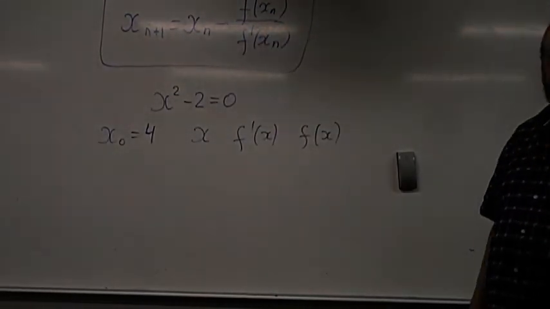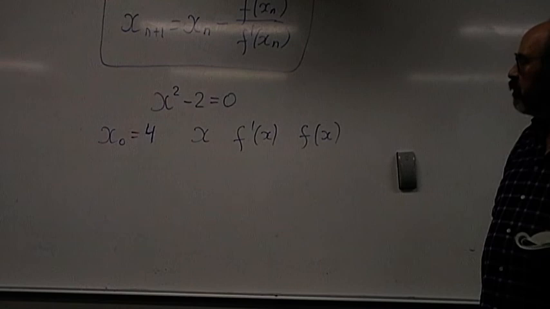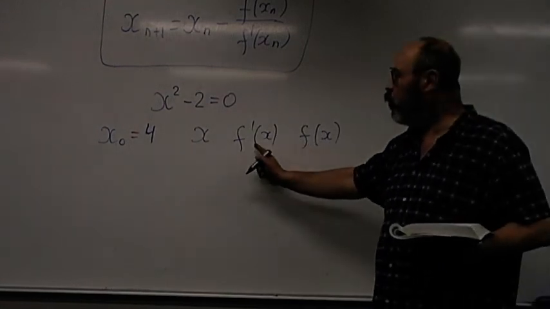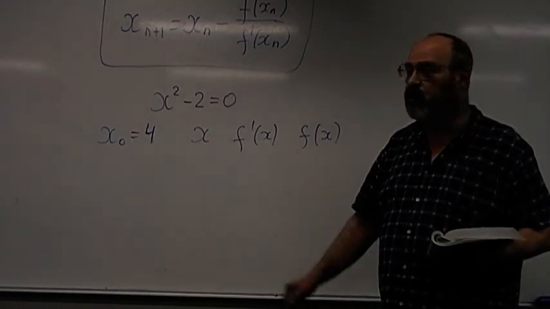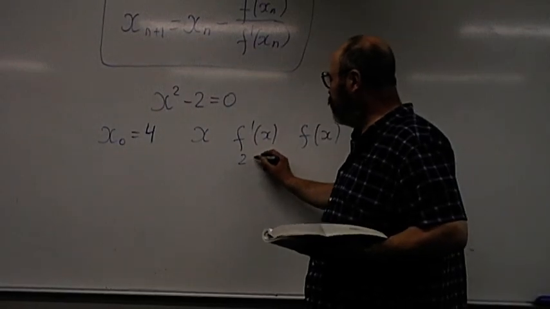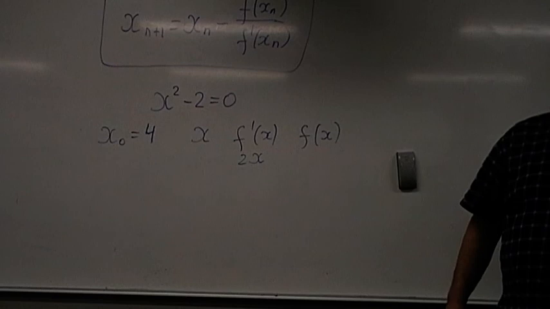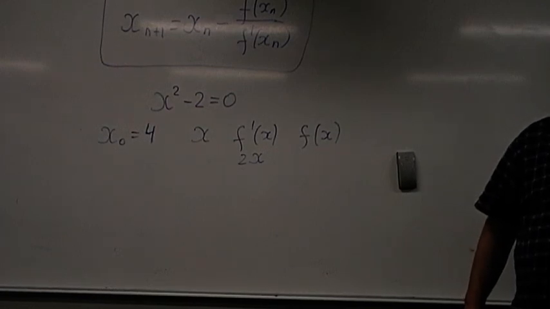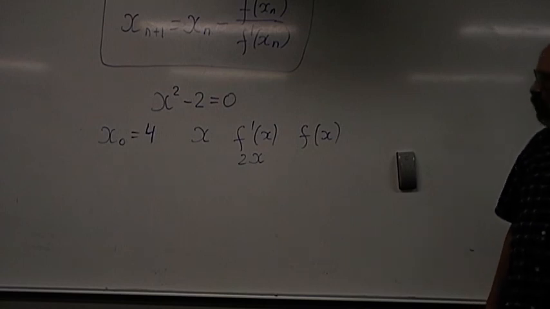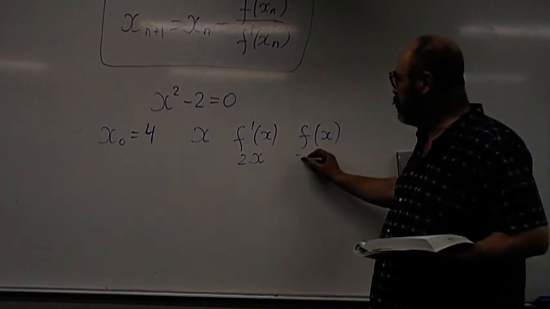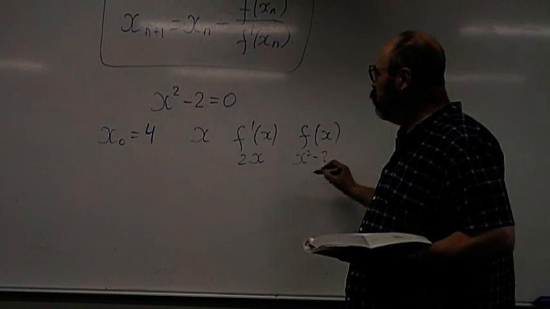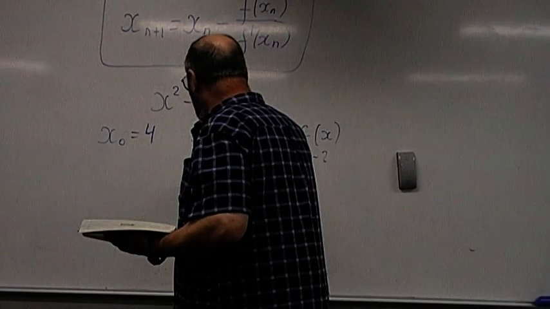What is the formula for f dash in this case? 2x. You don't make a table on the calculator, you do the calculations and fill the table. And f of x is x squared minus 2. So the first value is 4.